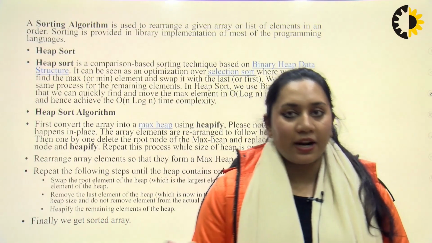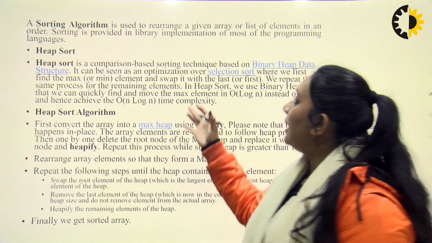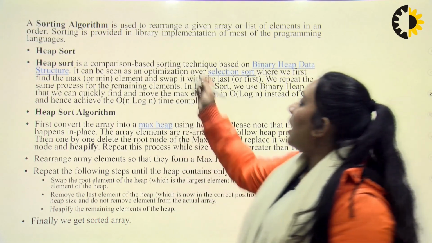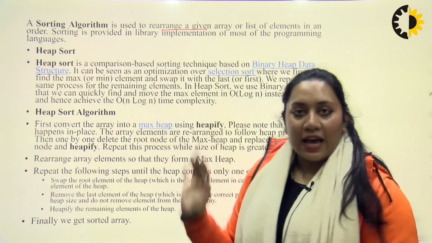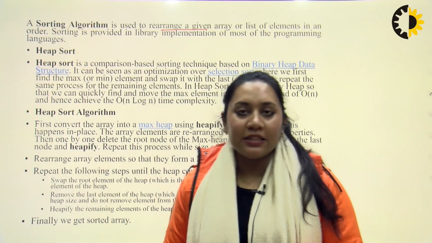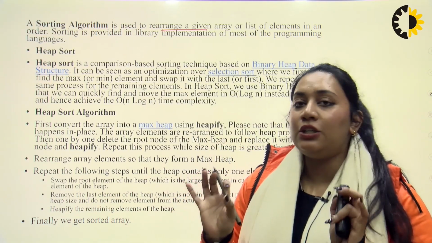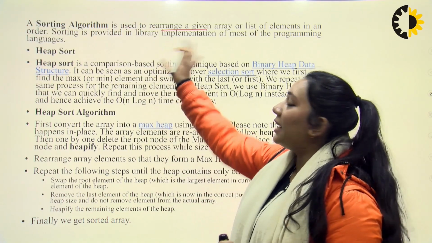So let's see a few tips, a few overviews regarding sorting, right? Basically, sorting is nothing other than the rearranging of the given array. Whatever data is present in the form of data types, we just need to rearrange it.